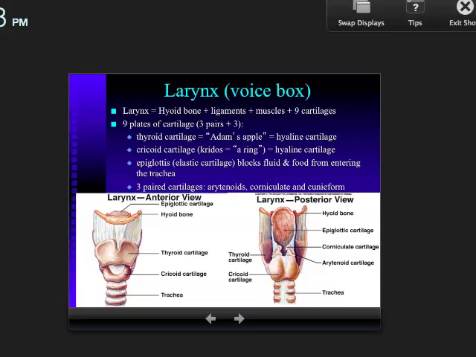The 3 individual ones are the thyroid cartilage, which you see here, and the thyroid cartilage is, of course, the one that you feel when you feel your Adam's apple. It is a 3-sided cartilage. It sits anterior and it sits laterally, so it's forming 3 sides of a box. Just below that is the cricoid cartilage, and the cricoid cartilage is a complete ring. So there's a big difference between these two.